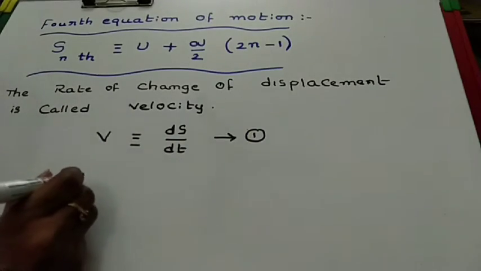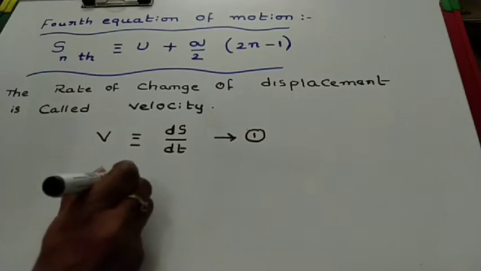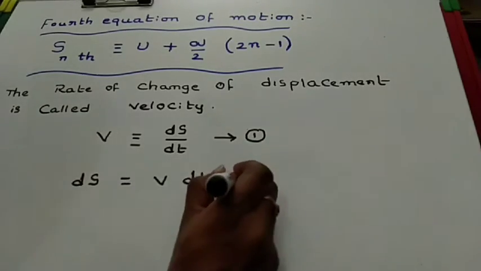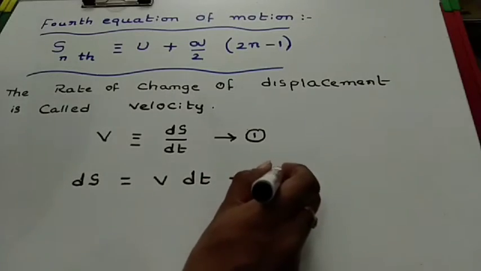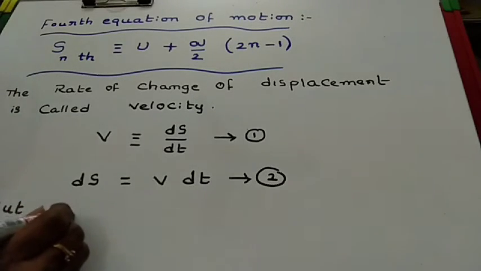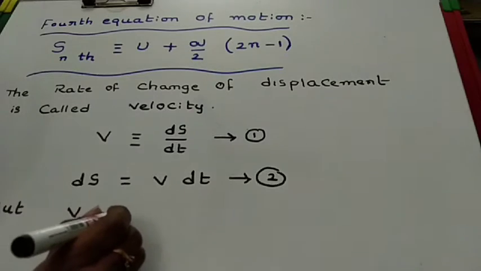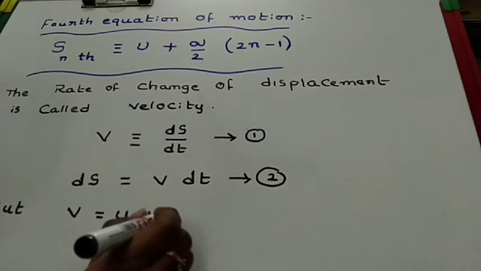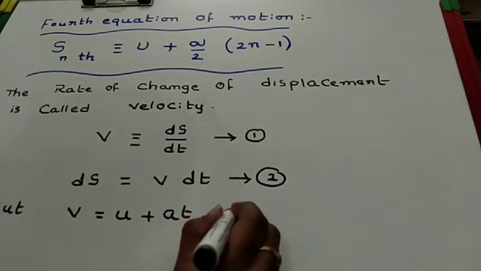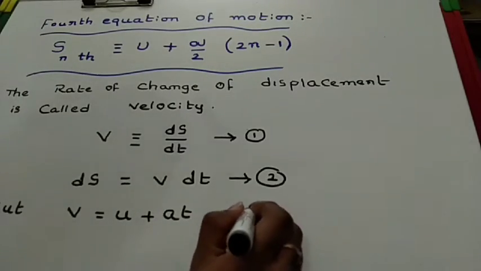Now, ds is equal to v into dt. Consider this equation number 2. But we know that v is equal to u plus at. This is the first equation of motion. Consider this is equation number 3.